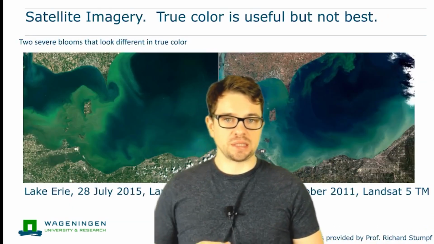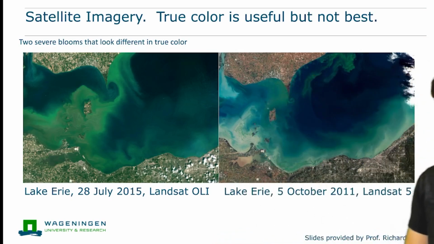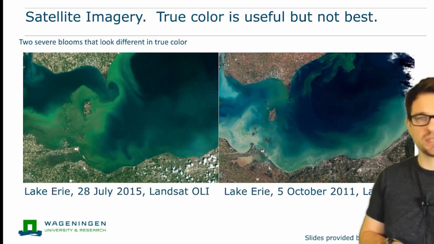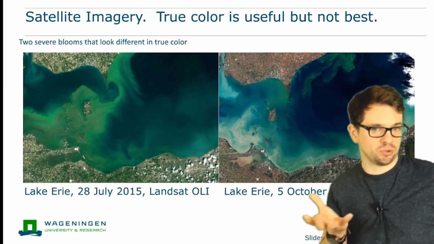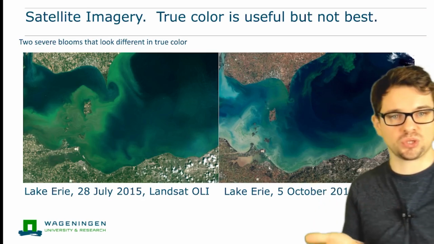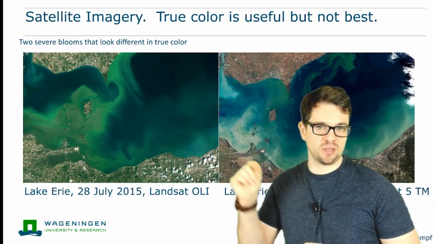So let's look at the satellite imagery specifically. Here we have two Landsat images of two severe algal blooms in Lake Erie in 2015 and 2011. Even though both are severe blooms, they have a very different appearance in true color, so in RGB. That's a challenge because every algal bloom is different in terms of composition and what causes it. That has an effect on its reflectance, and that's what causes this different appearance.